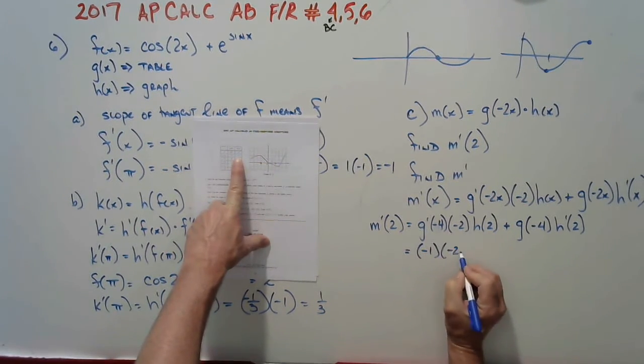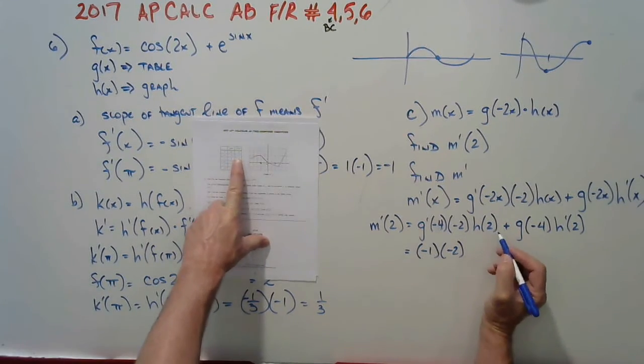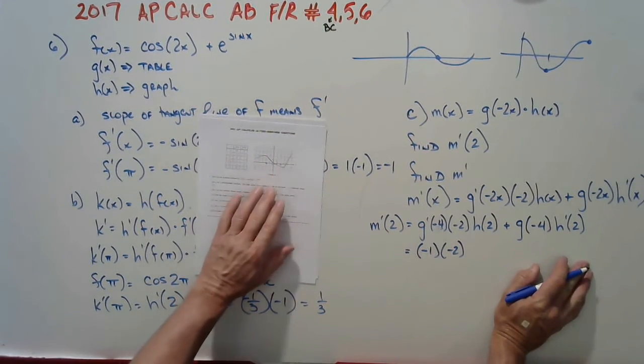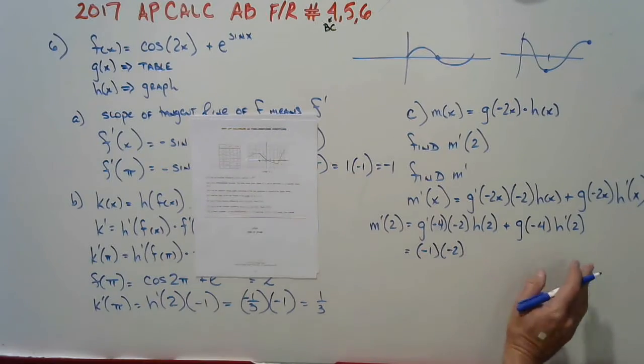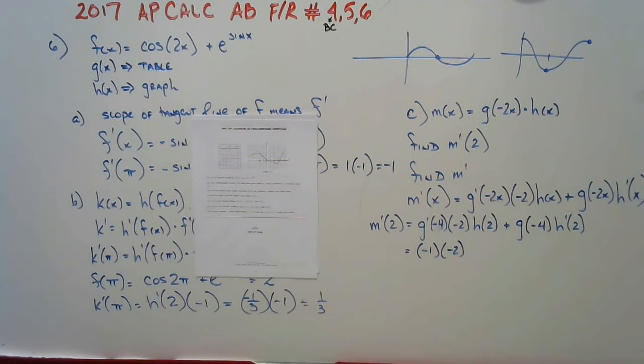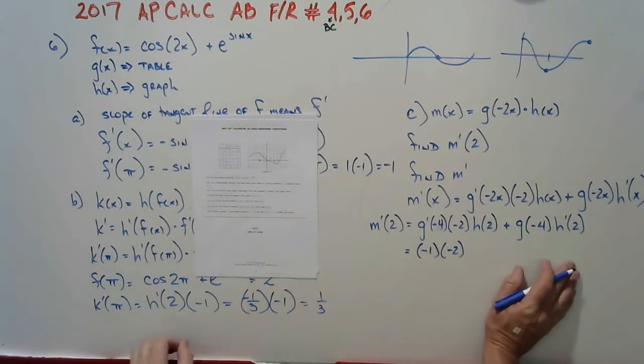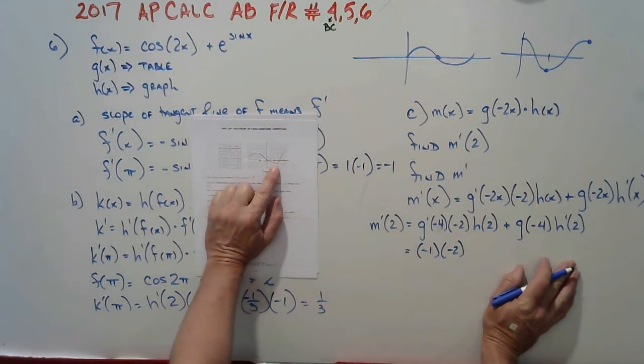Don't forget your -2 here. Do we know h of 2? Well, we can look over here, right? This is our graph of h. So we're going to look over here at h of 2. Now, how are we going to find h of 2, right? How do you know where that dot is?